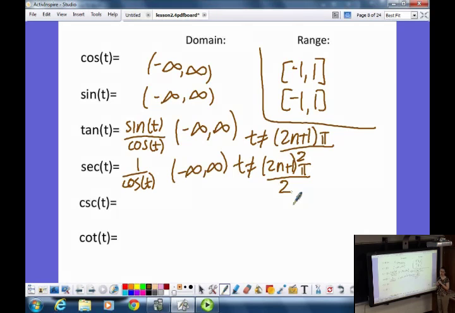What questions do you have so far? All right. So we're moving on to cosecant of t. What's its reciprocal identity?